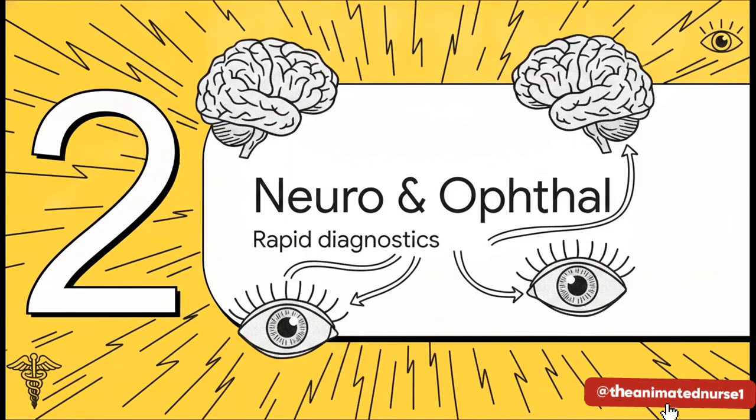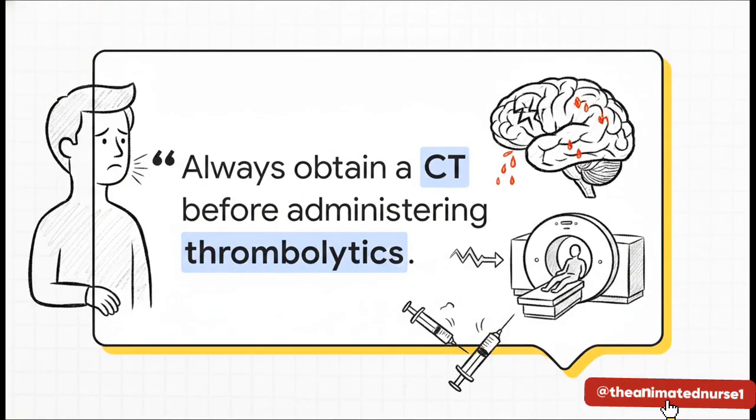All right, moving right along. Section 2, Neurology and Ophthalmology. In this section, rapid diagnostics are the name of the game. Imagine you're evaluating a patient who just developed facial droop, arm weakness, and speech difficulty. You're thinking acute stroke, obviously. But hold up, here is a critical pearl you cannot forget. Always obtain a non-contrast CT of the head before even thinking about administering thrombolytics. You literally must rule out a hemorrhage first. That imaging is 100% mandatory to determine if they are even eligible for those clot-busting drugs or a mechanical thrombectomy.